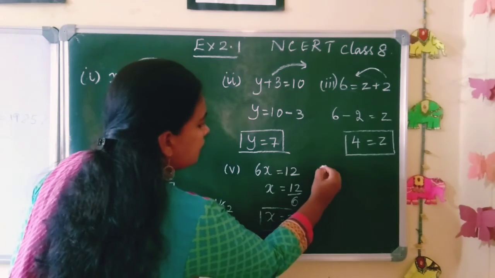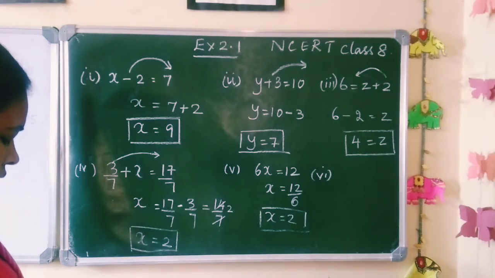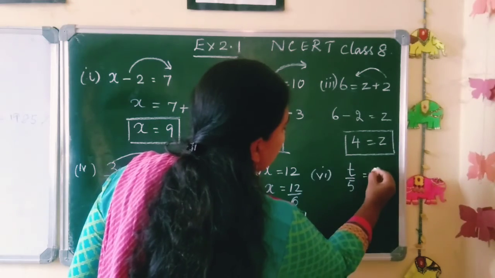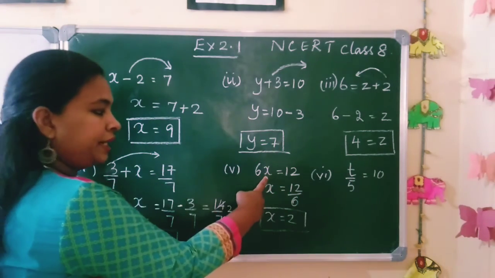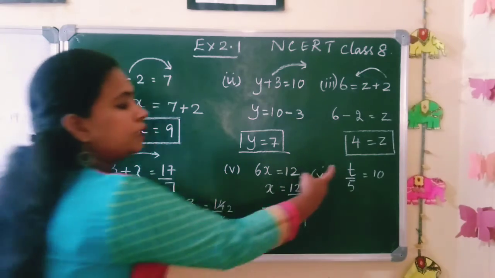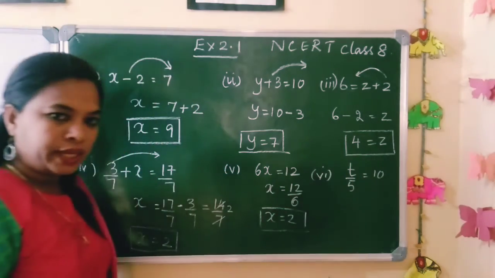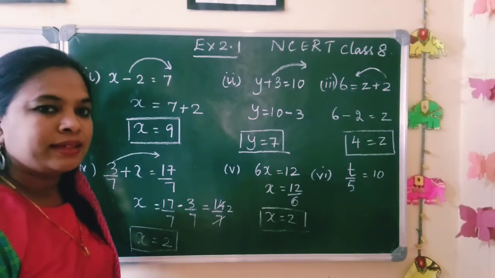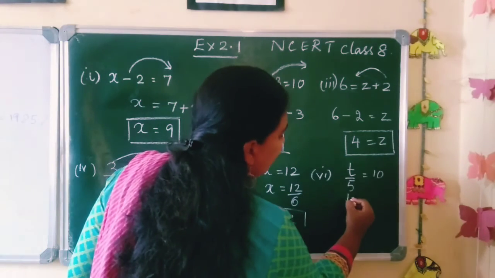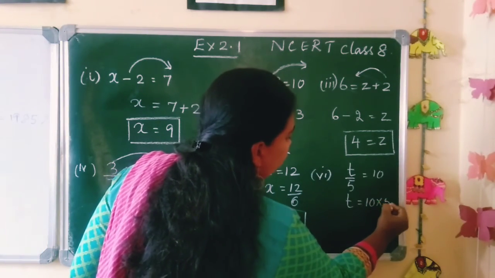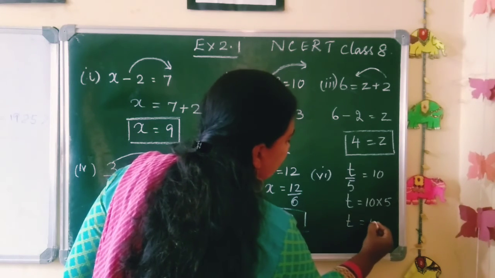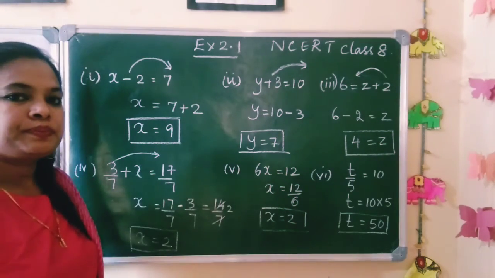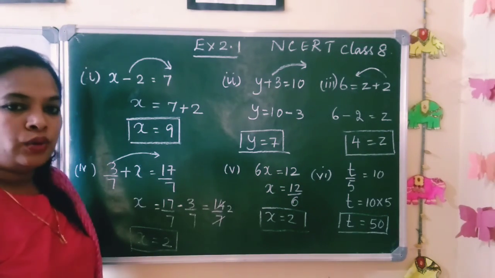Then next question, sixth question. Here the sixth question is t by 5 is equal to 10. See here 6 into x is equal to 12. Here t divided by 5 is equal to 10. So now here it is division. When this constant is shifted to the other side it becomes multiplication. So t will be equal to 10 into 5, where t value will be equal to 50. Okay children, so this is how you people have to do.